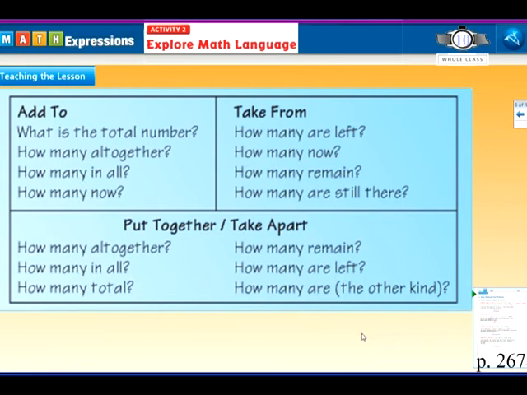Here are some of the terms that you're going to be using. Add to, take from, put together, take apart. If you look, these are going to be found in the story problems. What is the total number? How many altogether? How many in all? How many now? And that's working to get add to, or the sum. Now if we're looking at the difference, it's take from. How many are left? How many now? How many remain? How many are still there? And so if we look at that, this terminology will be found in our word problems.